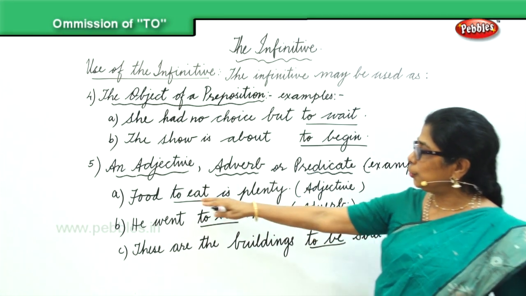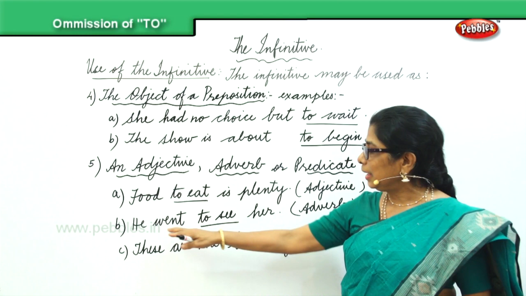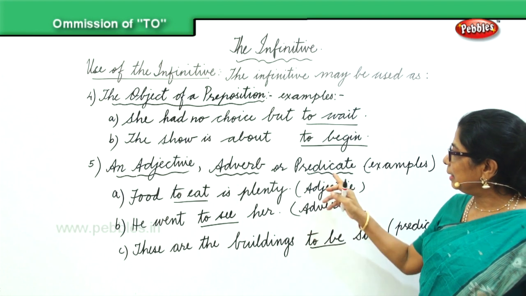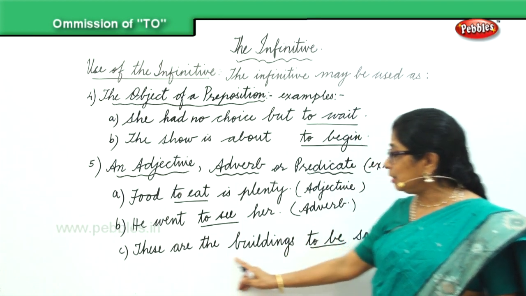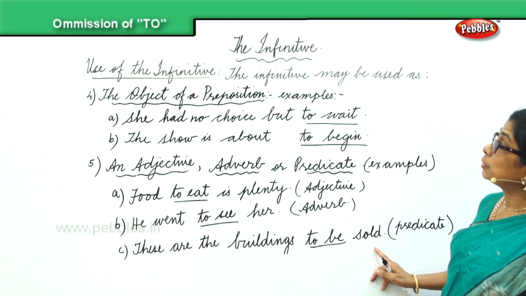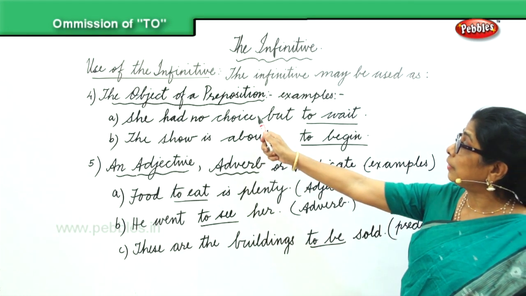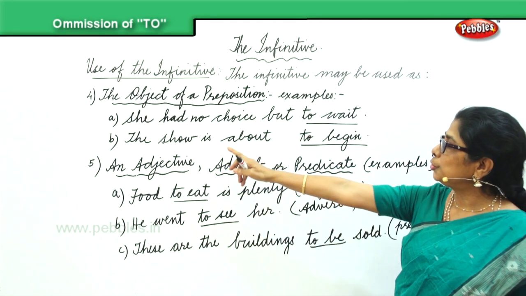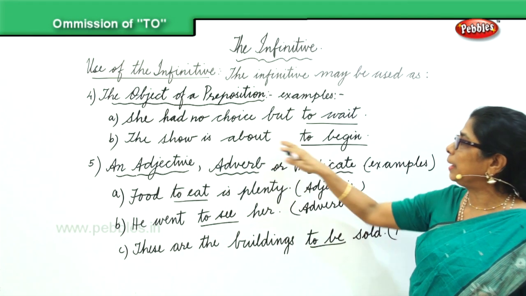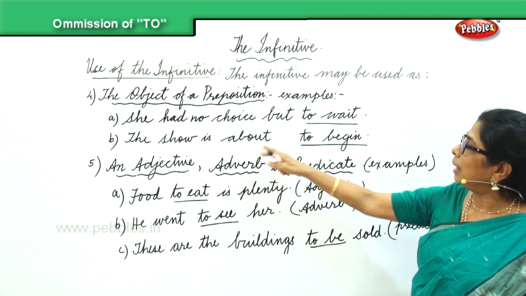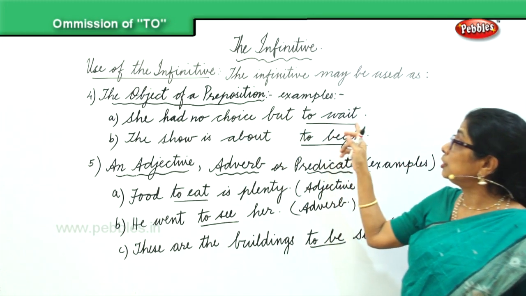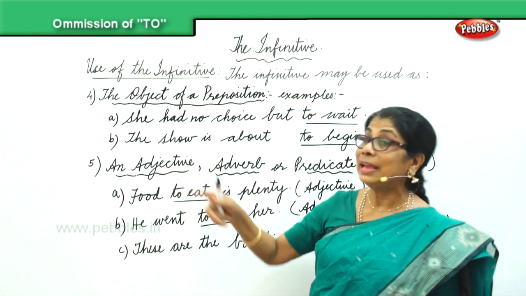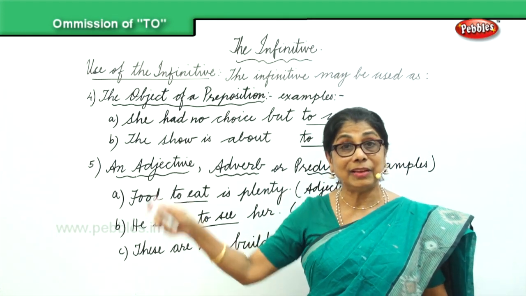So we have here, food to eat is plenty. To eat is used as an adjective. He went to see her is used as an adverb. And finally, it is used as a predicate here. These are the buildings to be sold, used as the predicate. And here, object of the preposition. She had no choice but to wait. The show is about to begin. So you have the prepositions but and about, and the objects, to wait and to begin. So these are the five different categories of the use of infinitive we have looked at. Okay?